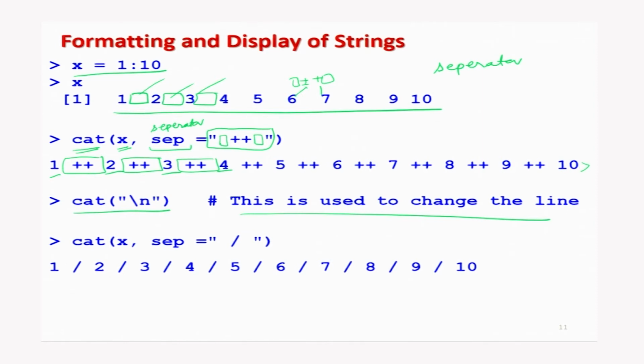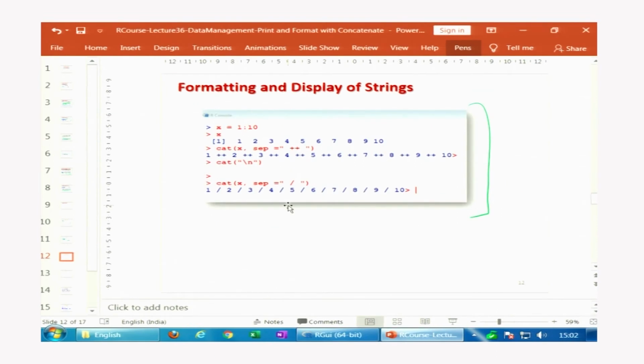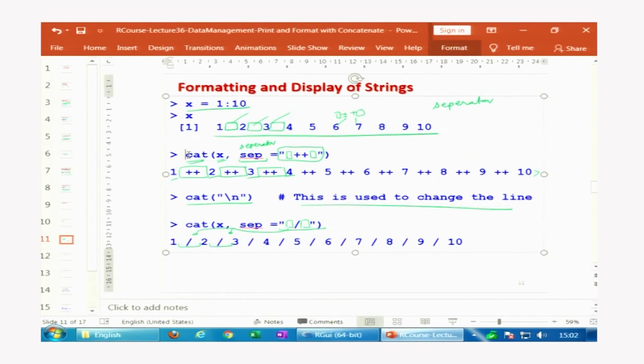And suppose I want to change this separator and I want to have a separator like this slash sign. So I give here a blank space, then slash, and then a blank space. So you can see here between any two numbers, whatever symbol you have given inside the double quotes is entered here, right? So this is how things work, and this is the screenshot of the same operation which I showed you. So let me first show you these operations on the R console, and then I move forward.